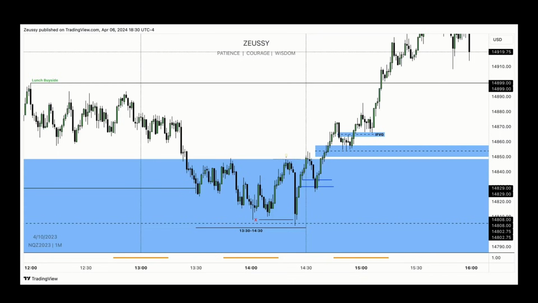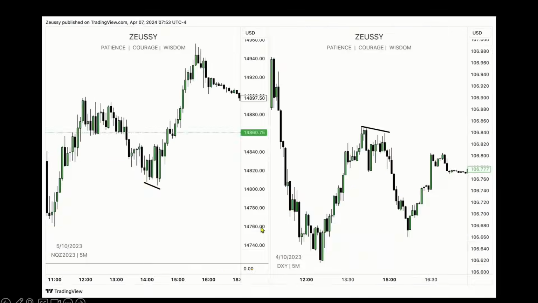Well, let us take a look at what the DXY did during this afternoon session on the 4th of October 2023. As you can see, on the left side of this chart, we can see Nasdaq, and on the right side, we can see the DXY. Nasdaq created a lower low, whilst DXY created a lower high. This should of course not have happened, since these markets should do the exact opposite of one another if they're in sync.